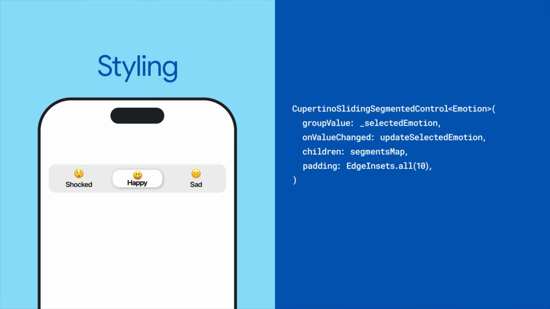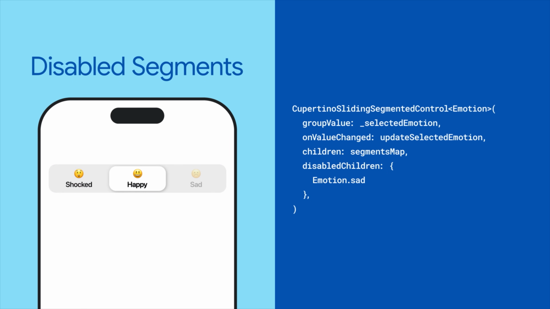You can also configure the padding, thumb color, and background color. If you need to disable a particular segment, use the Disabled Children parameter to pass the disabled segment keys.